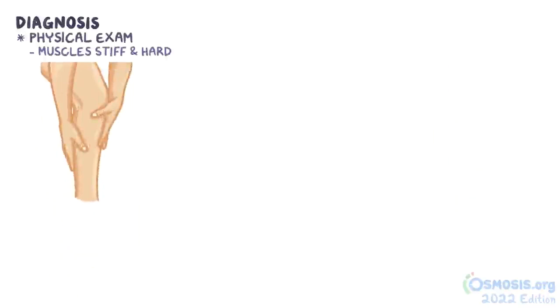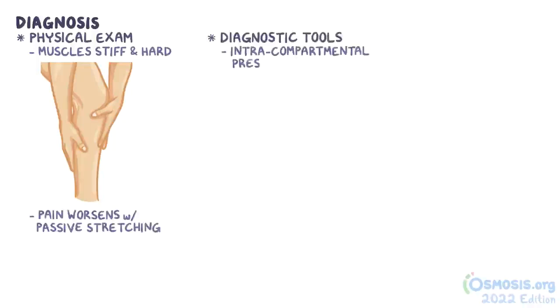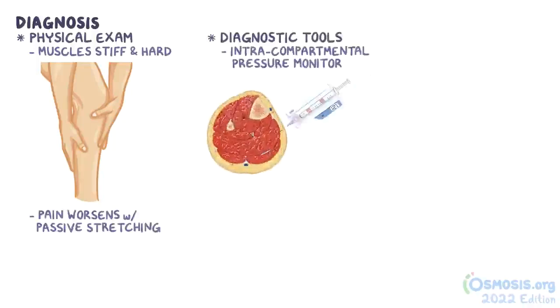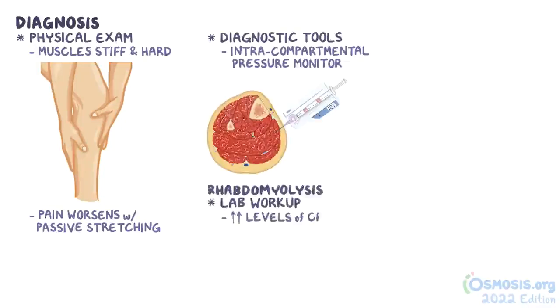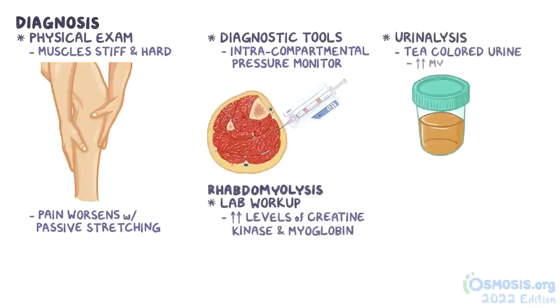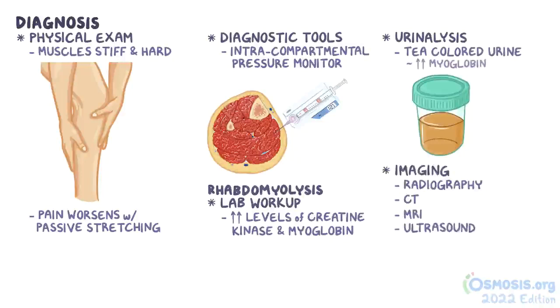Diagnosis includes physical examination, where the affected group of muscles appears stiff, firm, and feels hard like wood. The individual complains of pain that worsens with passive stretching of the muscles. The best diagnostic tools are the intracompartmental pressure monitors that can be inserted directly inside the compartment. When rhabdomyolysis develops, a laboratory workup can show elevated levels of creatine kinase and myoglobin, while urinalysis can show tea-colored urine due to high levels of myoglobin. Imaging techniques like radiography, CT, MRI, and ultrasound can help locate bone, muscle, and blood vessel injuries.